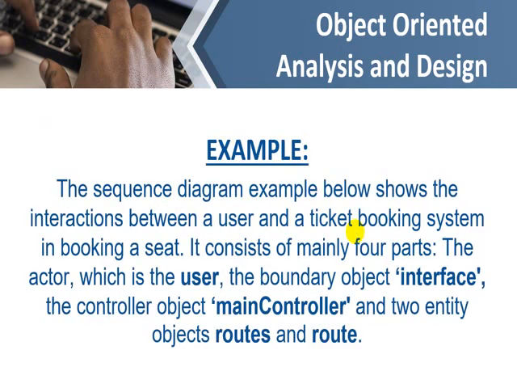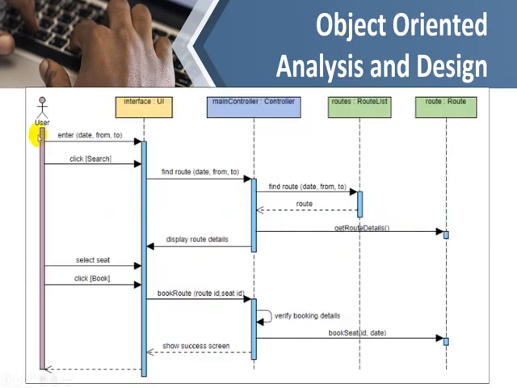So the sequence diagram example below shows the interaction between a user and a ticket booking system. Now we will check how the user asks for the route, then books the seat, and how the system replies. So check it out. Look, here is the actor, that is the user. Here is our user interface. Here is the main controller. As I told you, we do not use the control symbol, and instead of that, we use the rectangles along with this text, right? Then the routes and route list, then the route, right?